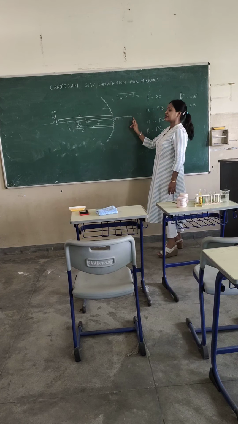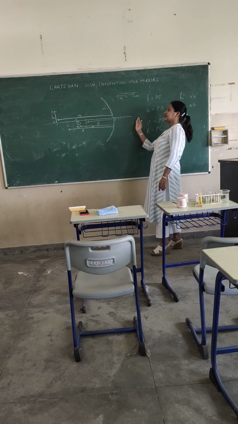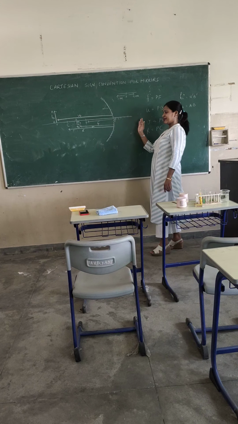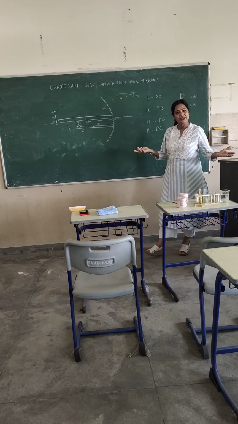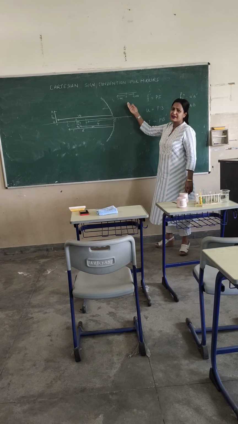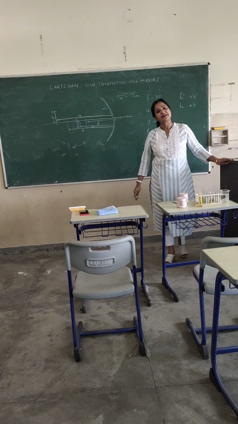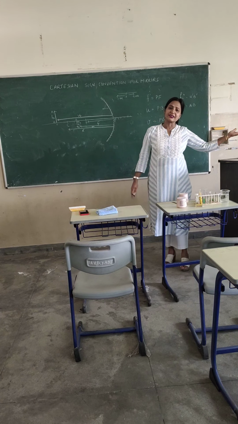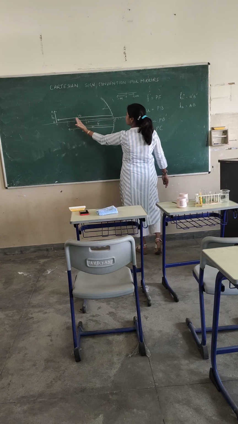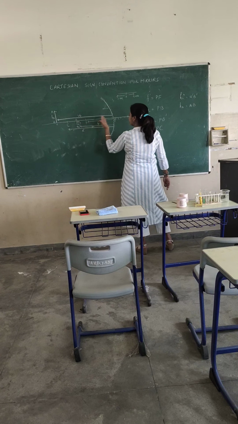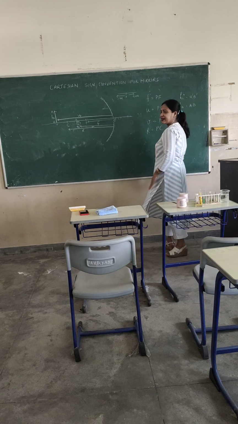And all the distances which are measured on the right hand side of the pole of the mirror will be taken as positive. So easy, just like a number line. How do you draw a number line? Right hand side positive, left hand side negative. Right? Mirror's left hand side, all the distances are negative, right hand side, all the distances are positive.